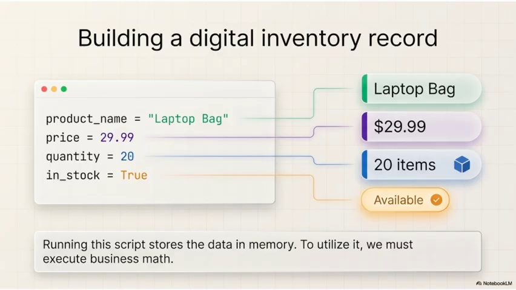Now let's put it all together and build a real inventory record. This 4-line block is a complete digital product entry. Product name stores the string laptop bag. Price stores the float 29.99. Quantity stores the integer 20. And in stock stores the boolean true. Notice in the visual on the right, each variable maps to exactly what you'd see on a product tag or inventory shelf label. On the screen, this data lives in memory, ready to be used.